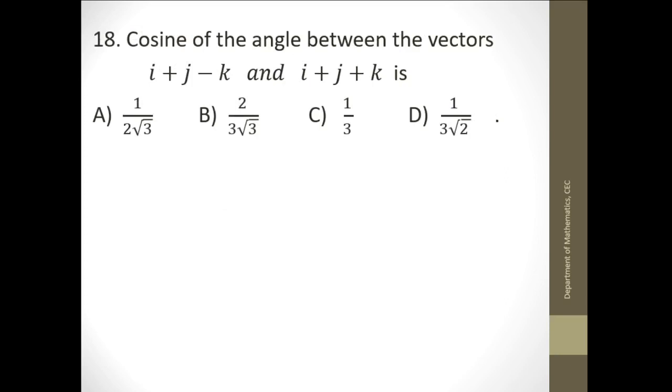Cosine of the angle between the vectors is A dot B by magnitude of A into magnitude of B. That is cos theta, cosine of the angle. So you are going to find only the cosine of the angle between them. Magnitude of A is square root of 1 square plus 1 square plus 1 square, that is root 3. Again magnitude of B is also root 3. And A dot B is 1 into 1 plus 1 into 1 minus 1 into 1. So it is 1 plus 1 minus 1, which means 1. So 1 by 3. Answer is C.